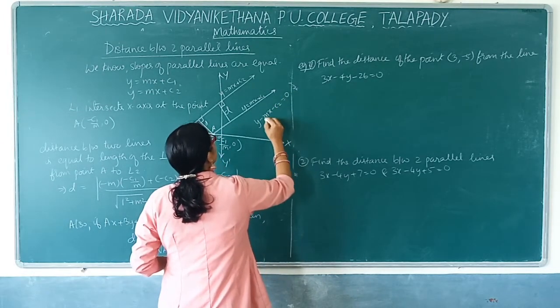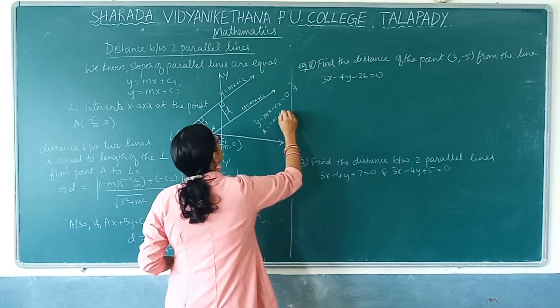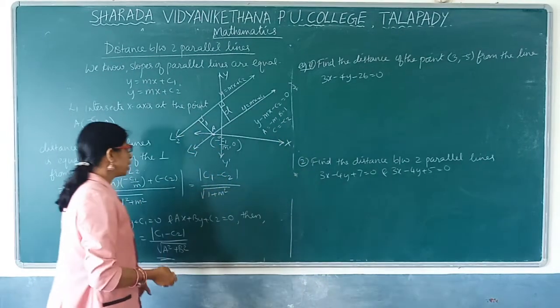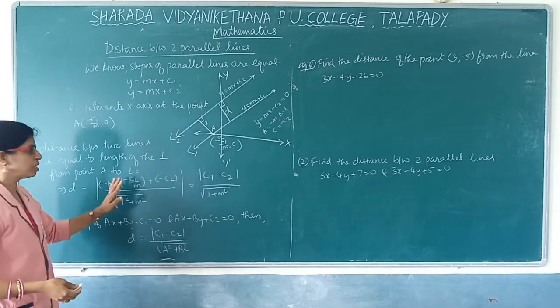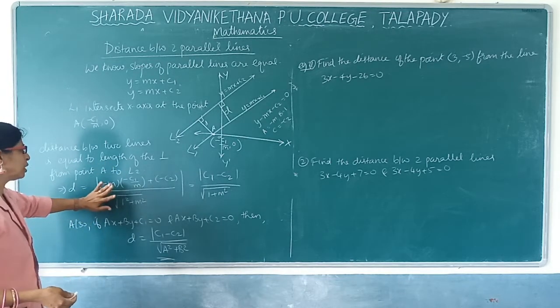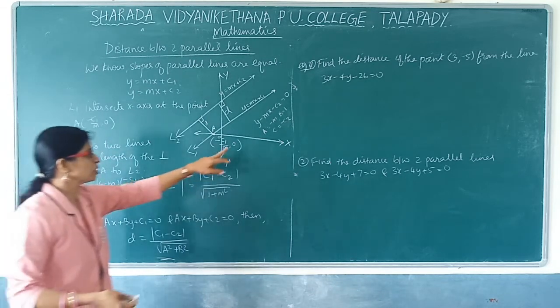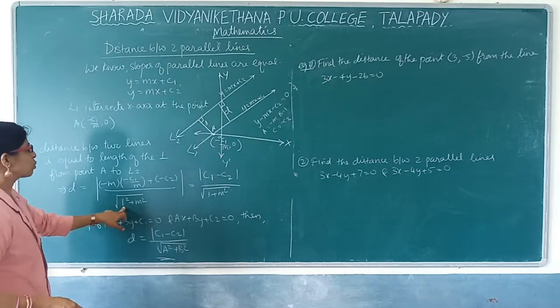So what is the coefficient of x? A is equal to -m here, B is equal to 1, C is equal to -c2. The form is Ax1 + By1 + C = 0 only. That is why the negative sign has come here. Don't wonder why it is minus c2 here, because the C value is actually minus c2. So substitute it, and the denominator is root of a square plus b square.